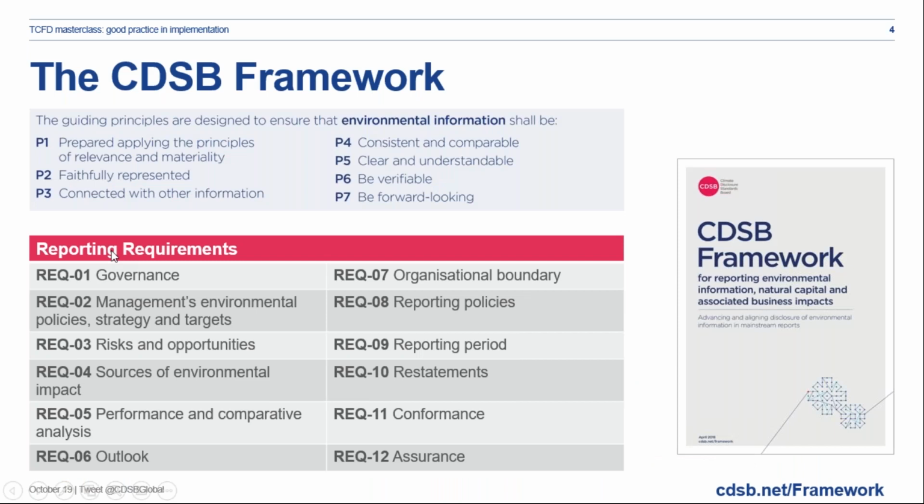Before we delve into the TCFD Good Practices Handbook, I'd just like to take a moment to remind everyone of CDSB's framework for reporting climate and environmental information. So the framework consists of 7 principles and 12 requirements. The 7 guiding principles are how to report, and they're listed at the top. They include things like connectivity with other information. And then the 12 reporting requirements are what to report. So there are specific requirements around governance, risks and opportunities, reporting period, assurance, etc. And they include what to report in the mainstream report.